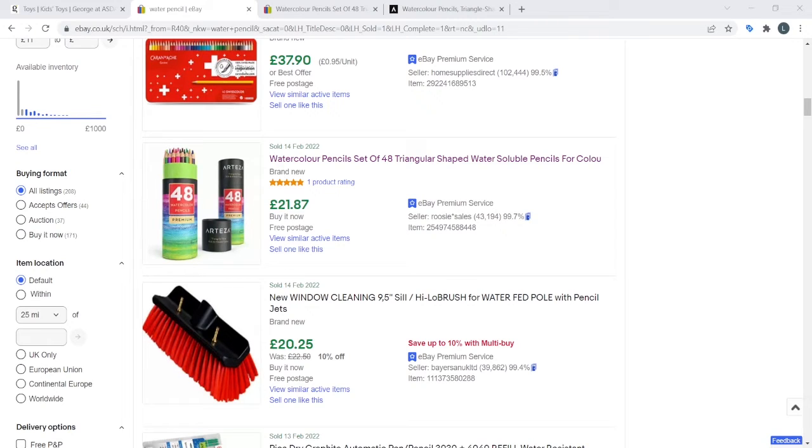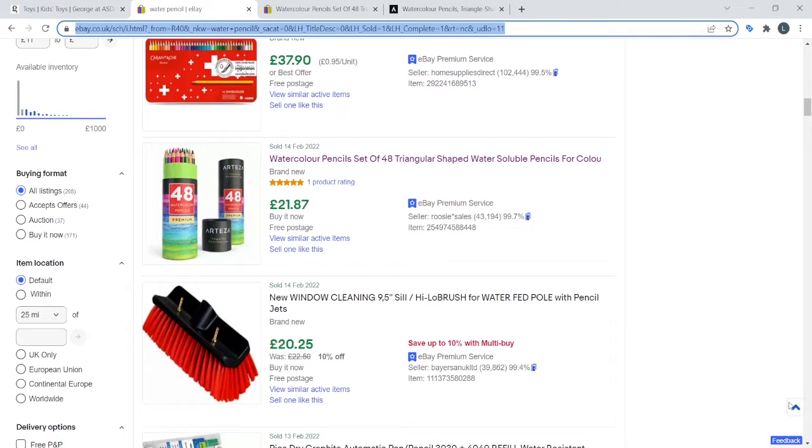So let's jump into this and show you a particular item that I've sold in the past that helped build my account up when I'd never sold before. This is actually these water pencils. As you can see, this was sold on February 14th, Valentine's Day, at $21.87.